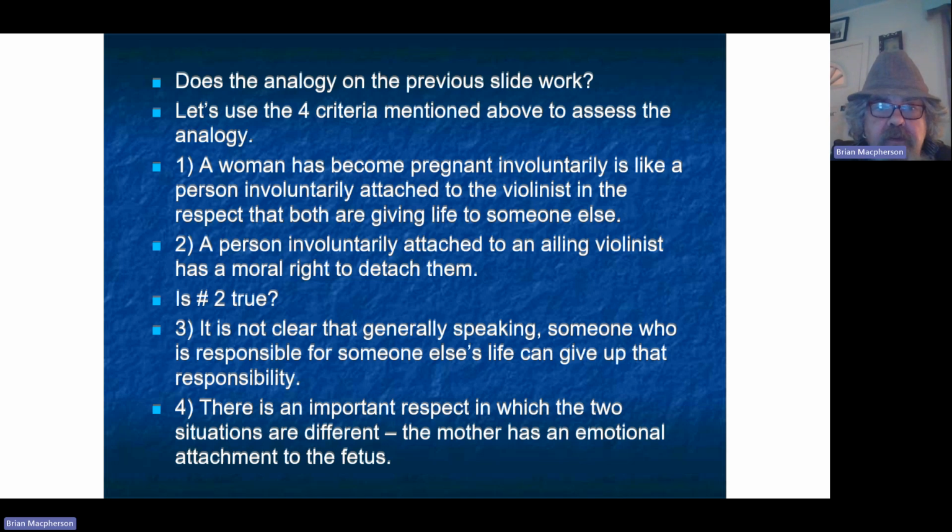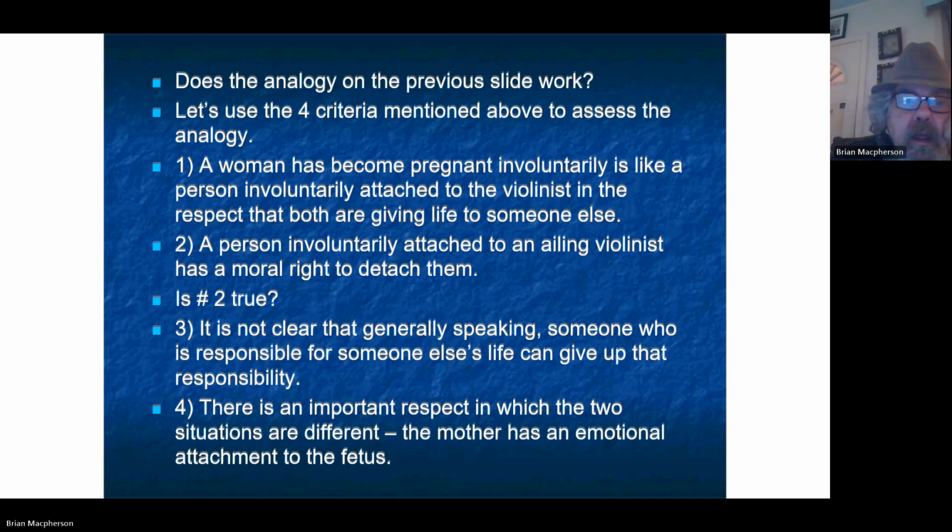Three, generally speaking, it is not clear that someone who is responsible for someone else's life can give up that responsibility, right? So if I'm attached to the violinist, I'm responsible for their life. It's not clear that I have a right to give up my responsibility and detach them. Okay, so again, we're looking at those four criteria. The last one, remember, the fourth criterion, is that there's an important disanalogy between the two cases. There's an important respect in which they differ, all right?